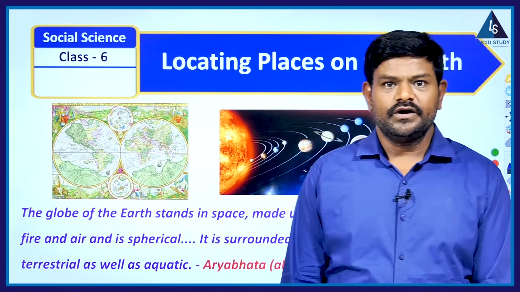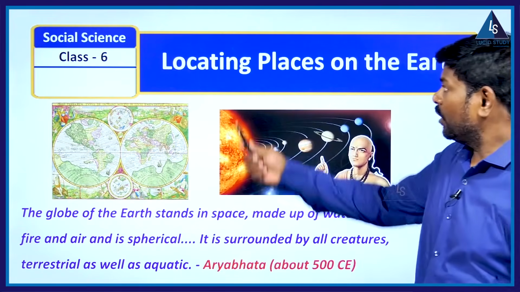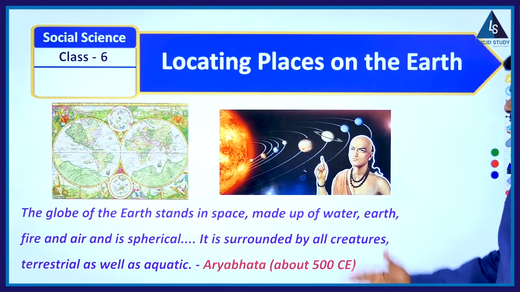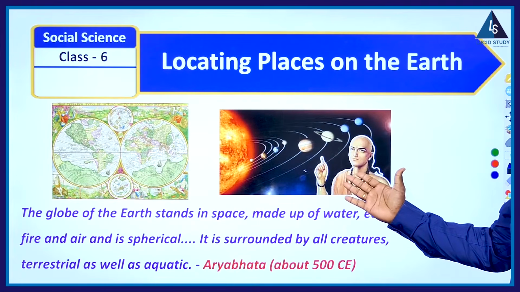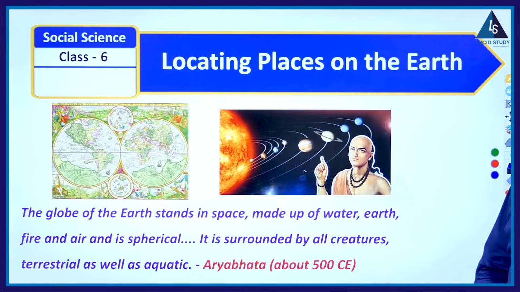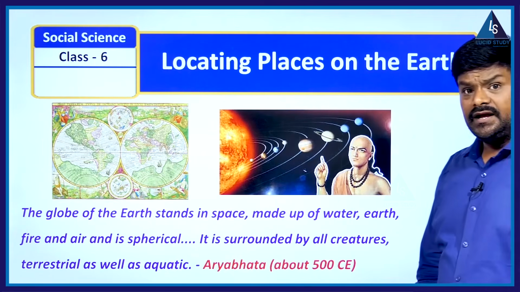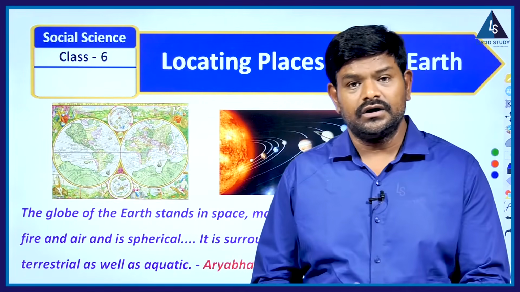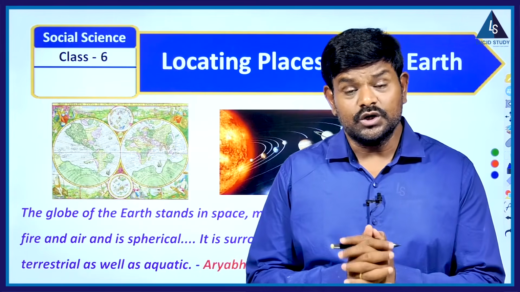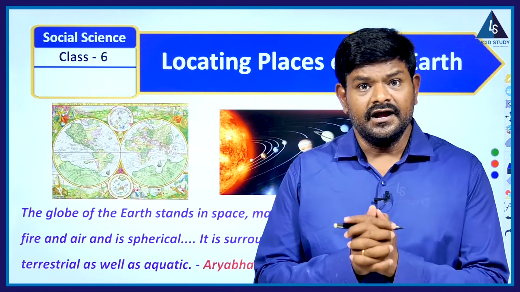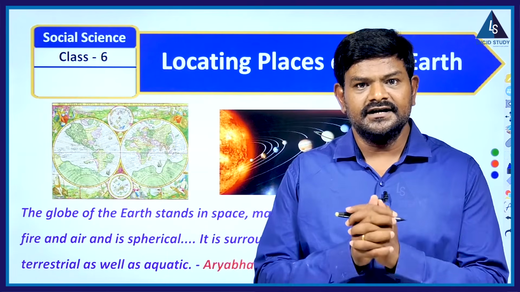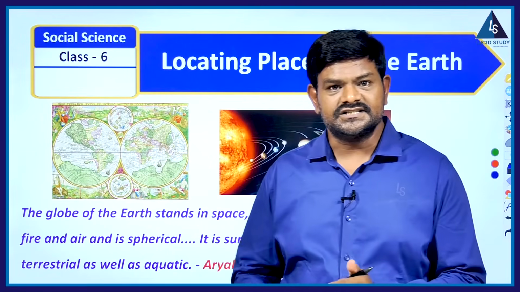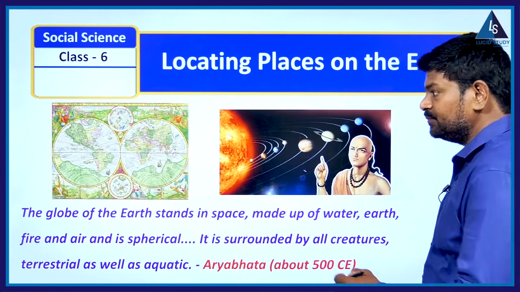So today we are going to deal with the chapter on locating places on the earth. On the board you can clearly see an Indian astronomer, who is none other than Aryabhatta. About 1500 or 2000 years ago he clearly mentioned the solar system and also the earth. In his words, let us see what he told.